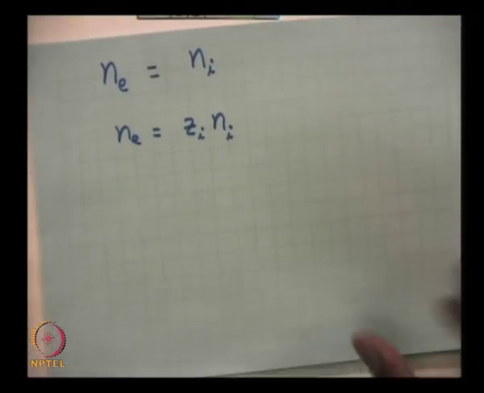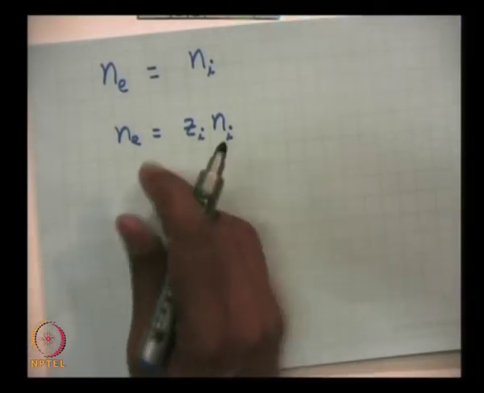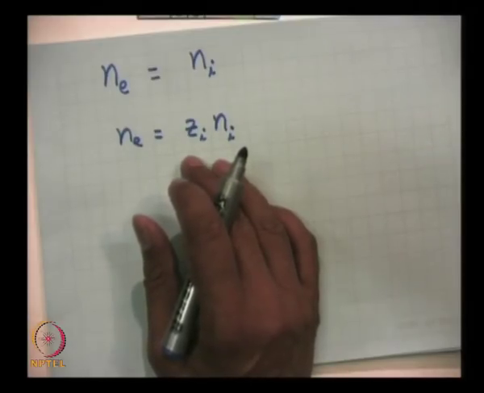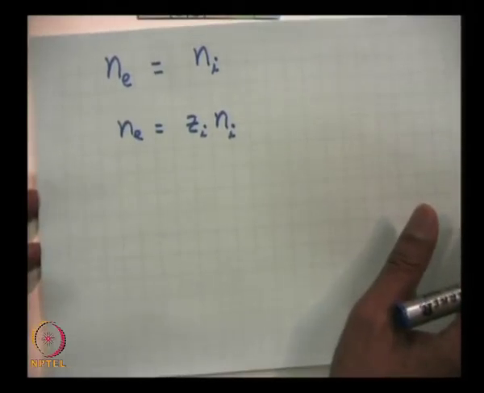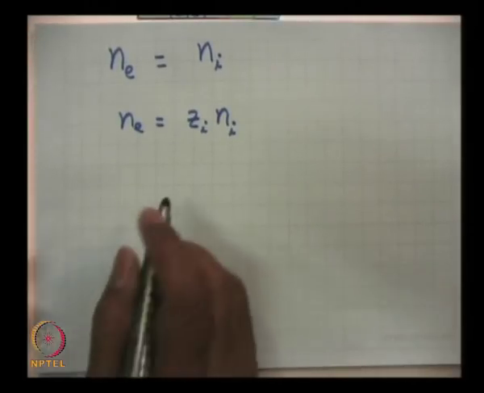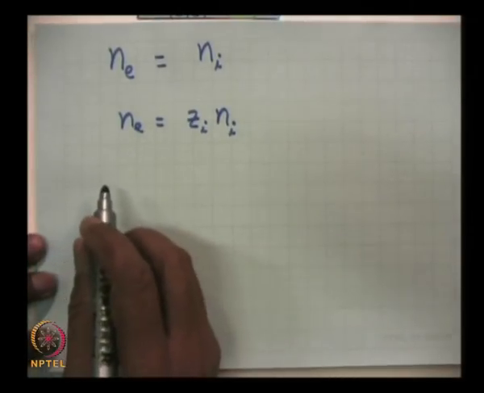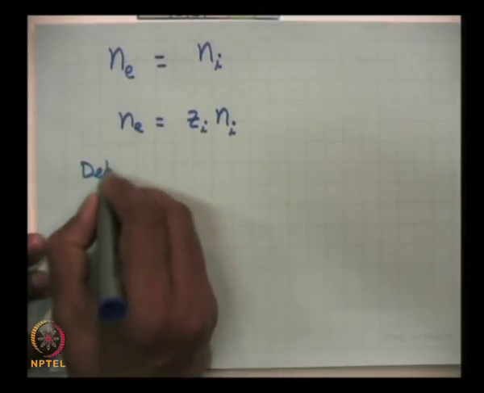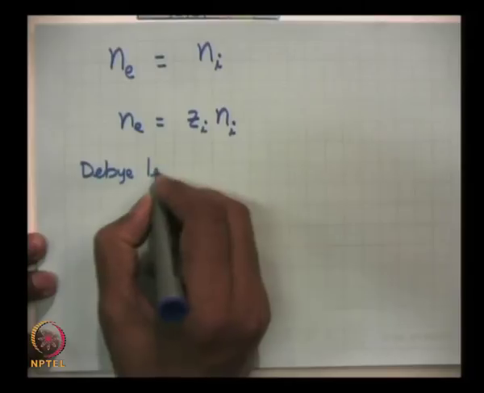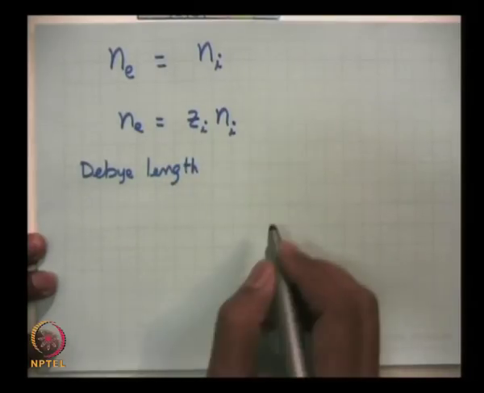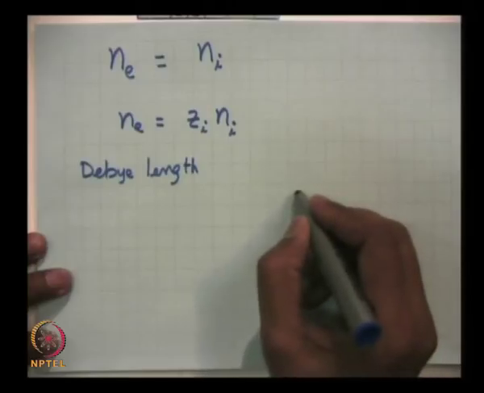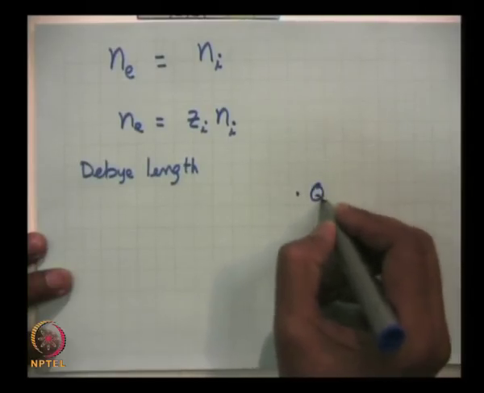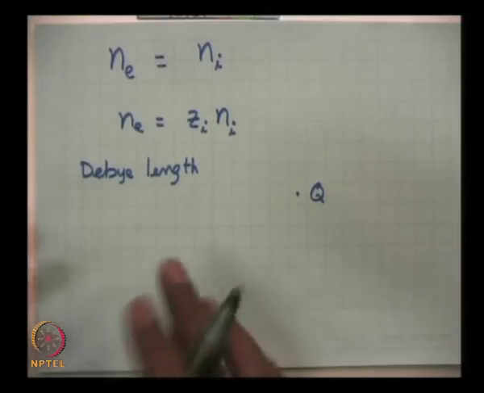Now, a very important quantity here can characterize under what conditions, and on what length scale, you can have this. To qualify that, we introduce a quantity called Debye length. Let us understand what Debye length is. Consider a charge Q placed in a plasma. Suppose there is a plasma, a large ionized gas, and you are introducing a charged particle Q. It is positively charged, for instance.